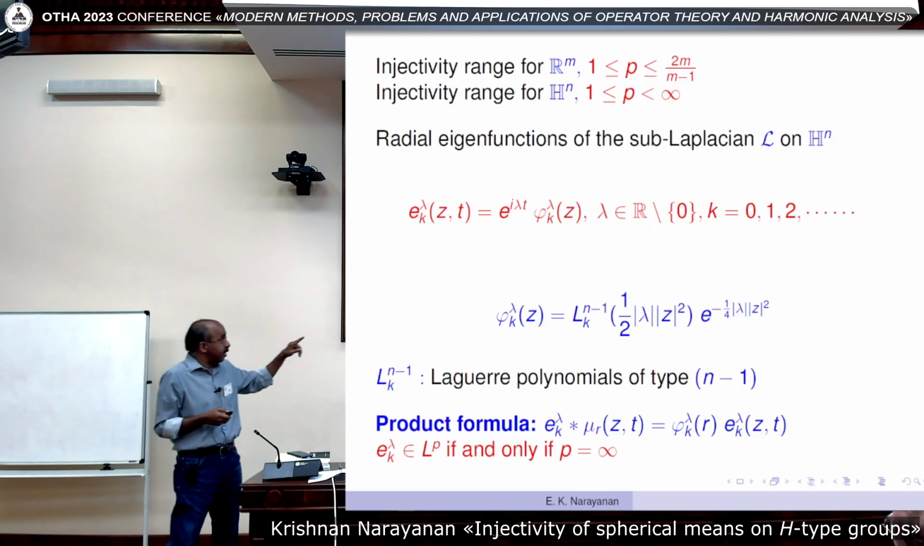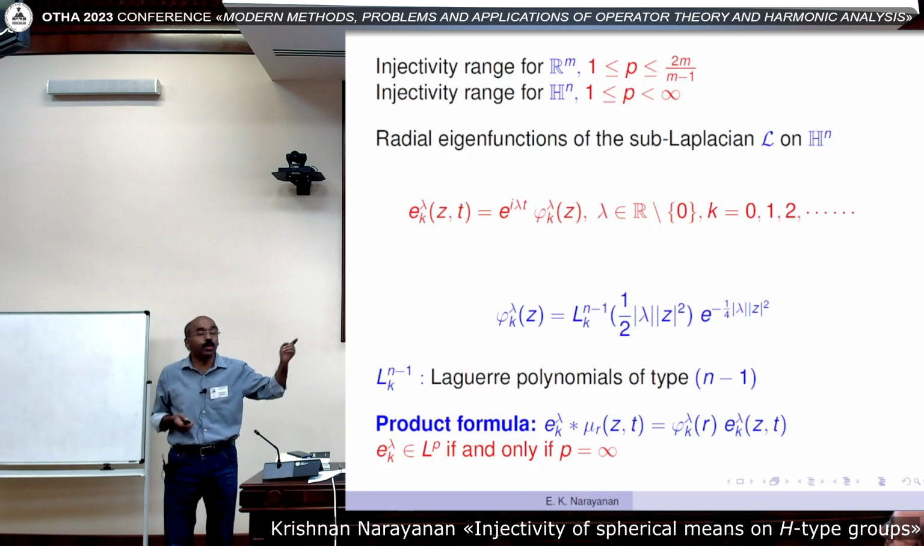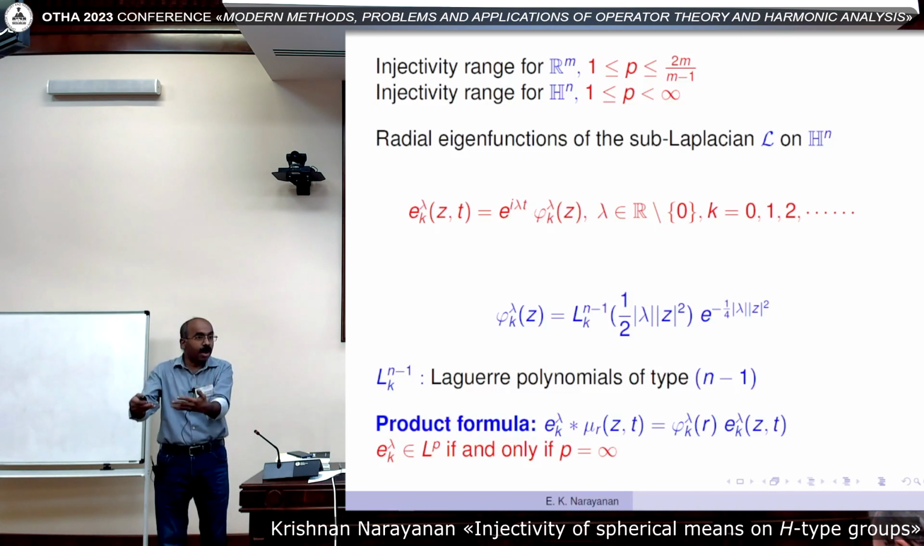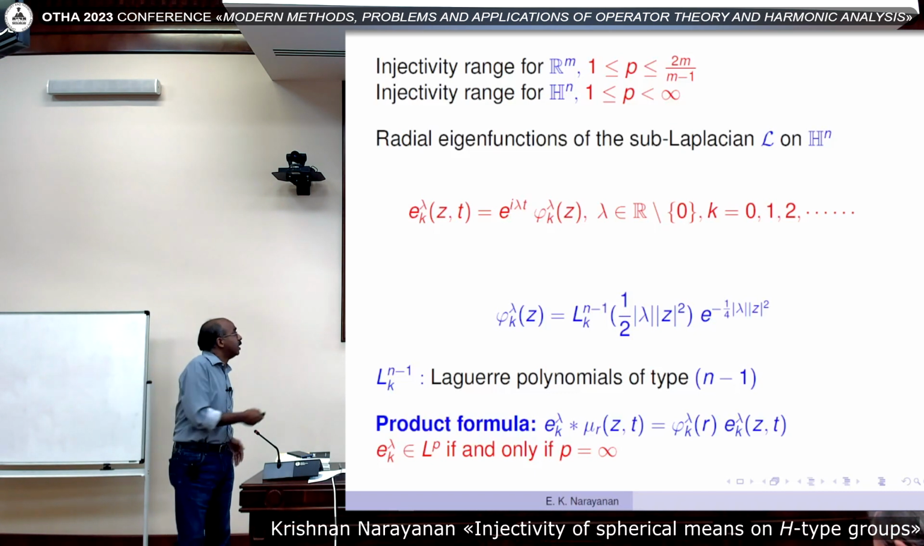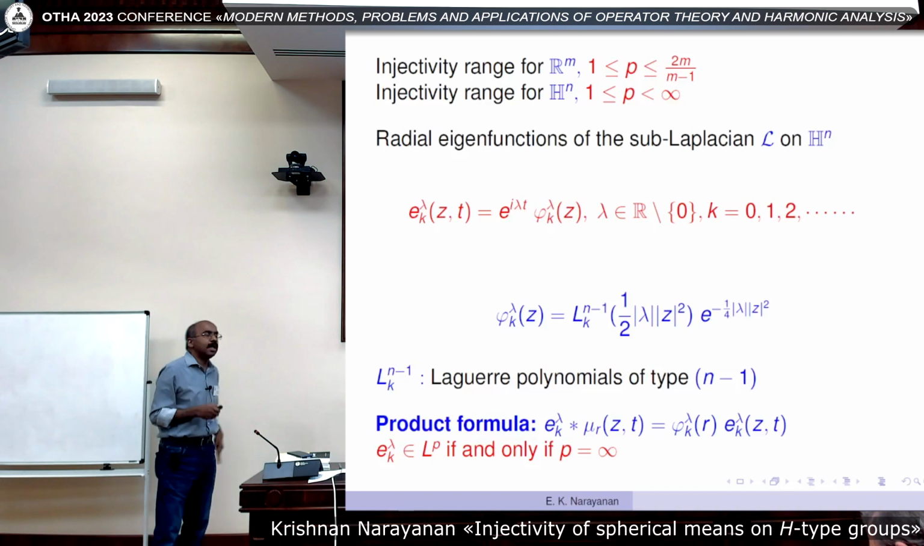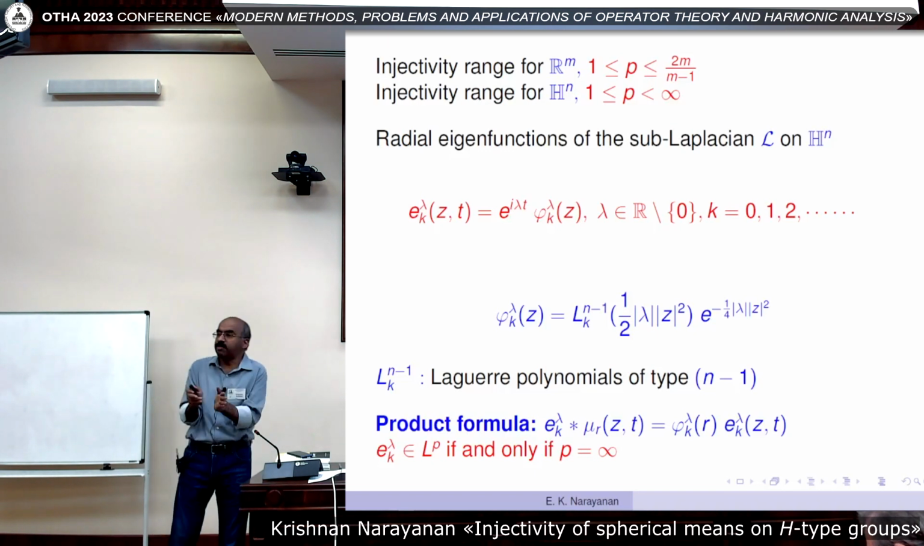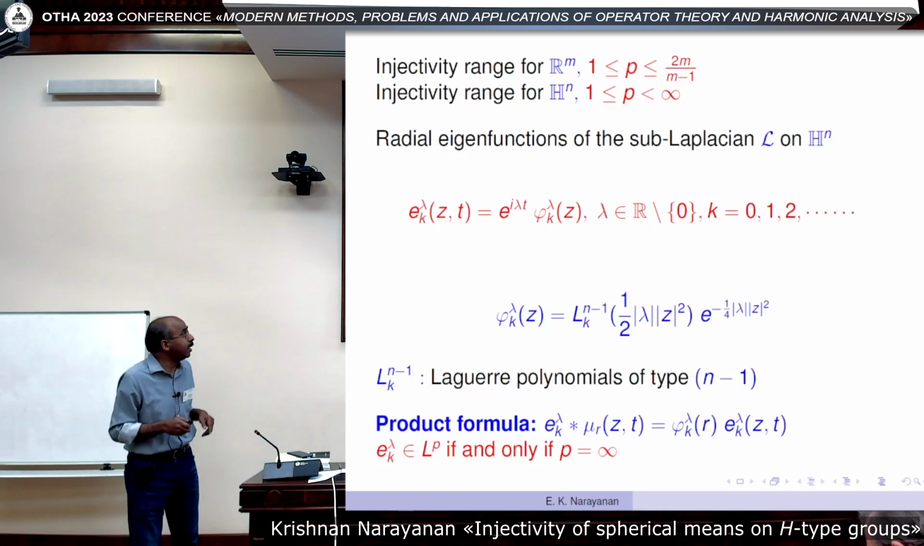Now, if you recall, for the Euclidean space, we had a product formula for the Bessel function. Phi lambda convolved with the normalized surface measure was an eigenfunction, right? It was phi lambda at r times the same function. So we have a similar product formula. All these are part of the Gelfand pair theory, so I'll not get into that.